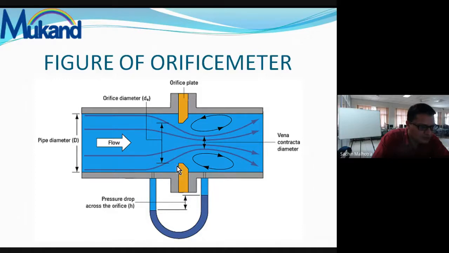This one in orange color is the orifice plate. This is the opening known as the orifice. This is the diameter; from here to here, D0 is the diameter of the orifice. Here is section 1. At the orifice we have taken section 2. This is inlet, this is outlet.